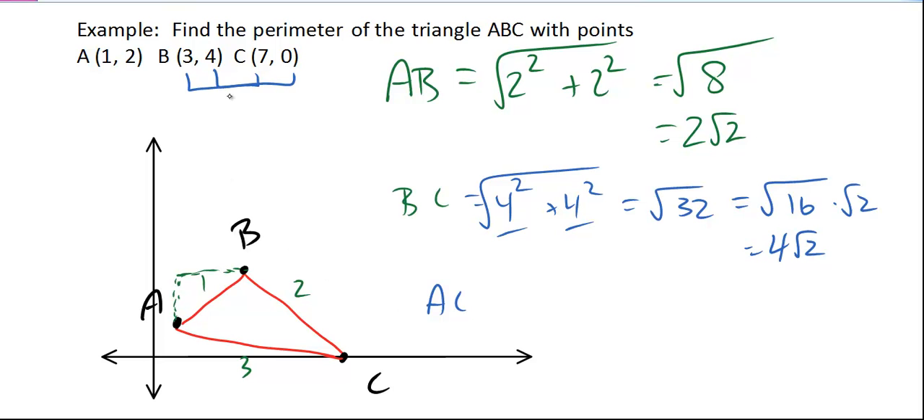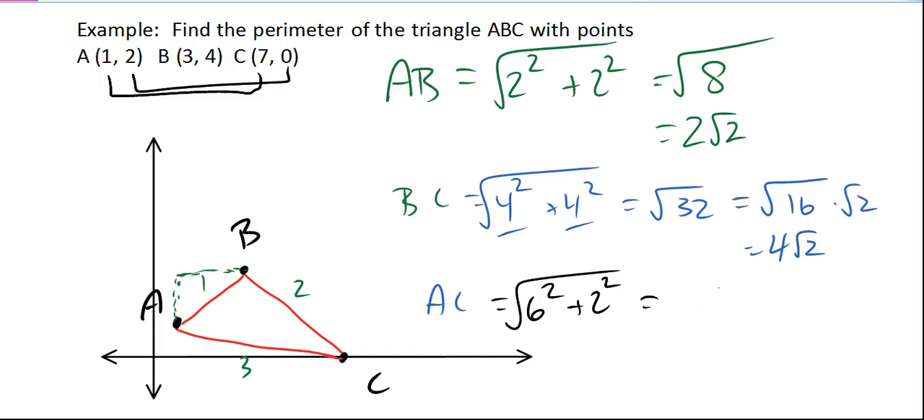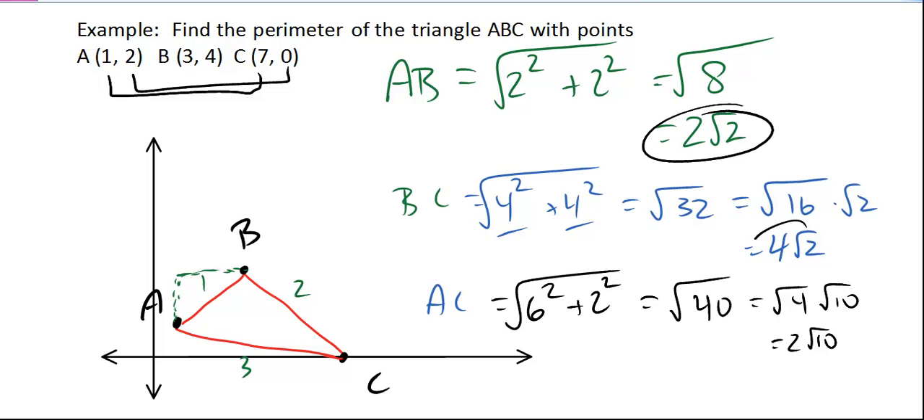AC now, we are comparing x-coordinates, and I'll go to black. 1 to 7 is a difference of 6 in the x-coordinate direction. 2 to 0 is 2, and I take the square root, and this gives me the square root of 36 plus 4, which is 40. I can rewrite that as the square root of 4 times the square root of 10, which gives me 2 root 10. So here are our 3 lengths.